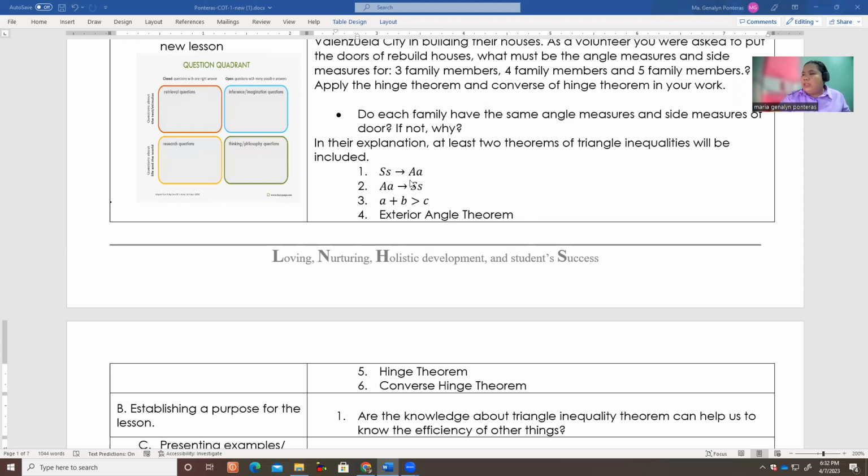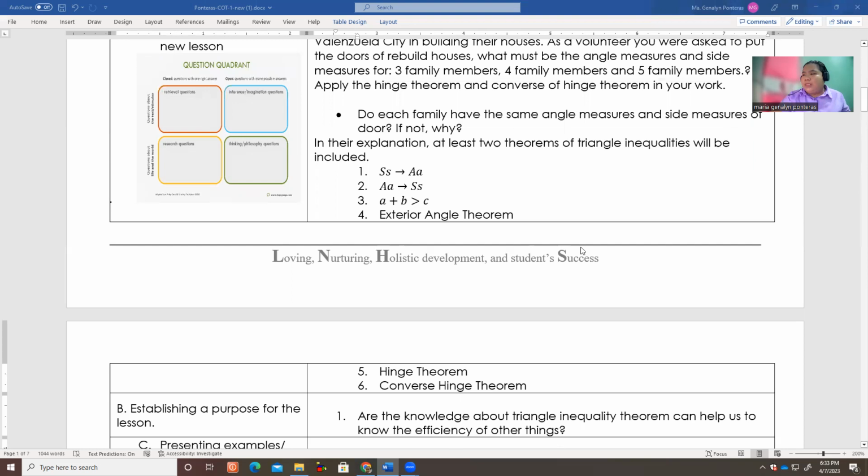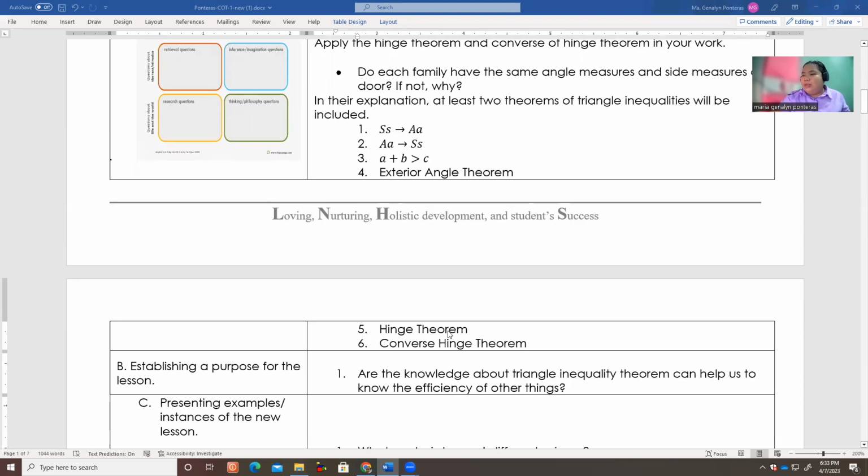The first one is side to angle. The second one is angle to side. The third one is A plus B greater than C. Ito yung conditions para magkaroon ng triangle. Dapat lahat yan ay true. The fourth one is the exterior angle theorem. The fifth one is the hinge theorem. And the sixth one is the converse of hinge theorem. So, ito yung mare-review based doon sa gawa ng mga students.